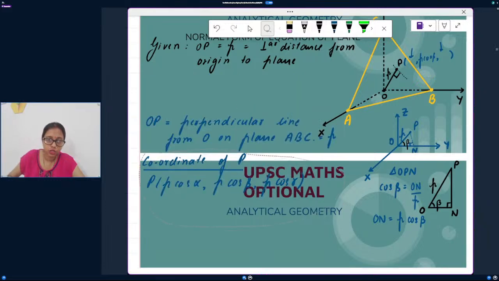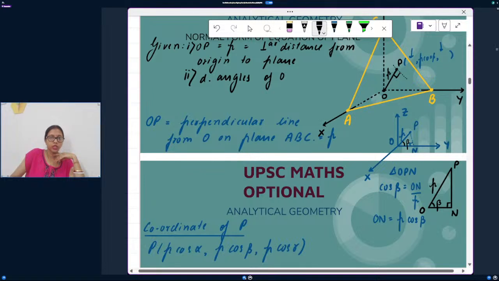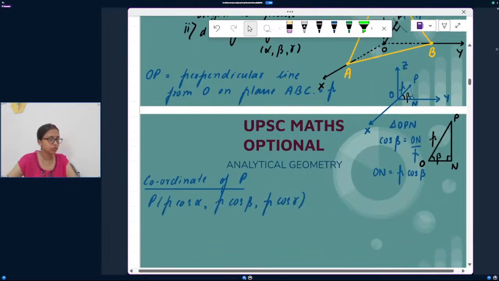Number two is, this is first. Second thing given is the direction angles of OP as alpha, beta, gamma. So that means if alpha, beta, gamma is given to me, and small p is given to me, then in the final expression of my equation of plane, I can use small p, and I can use alpha, beta, gamma. So that's what I'm trying to find out using these two.